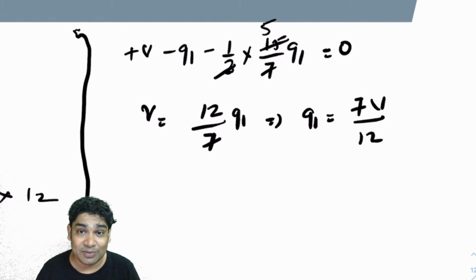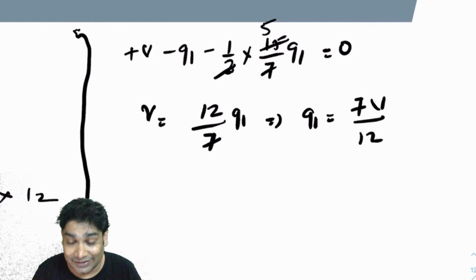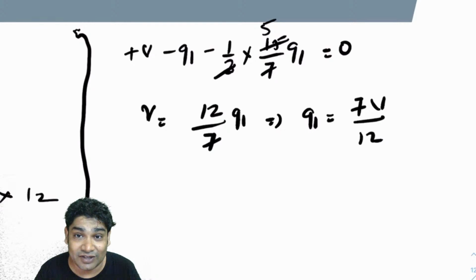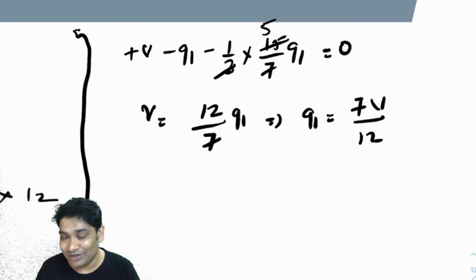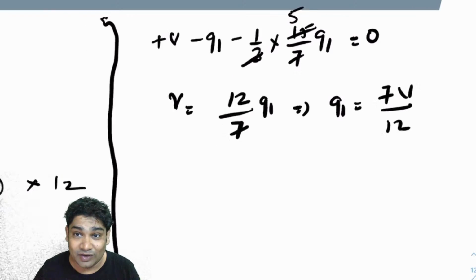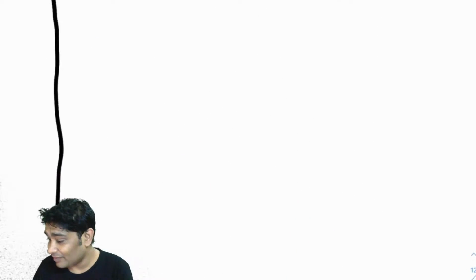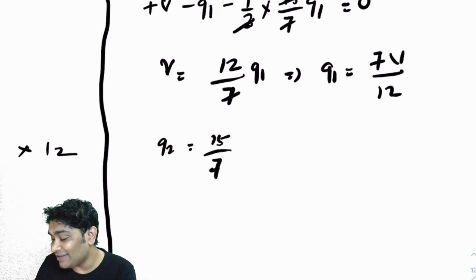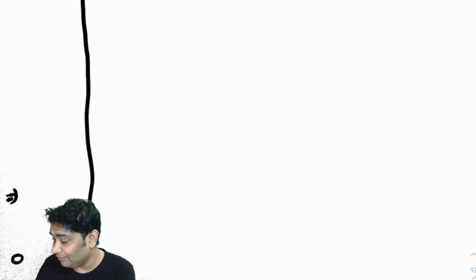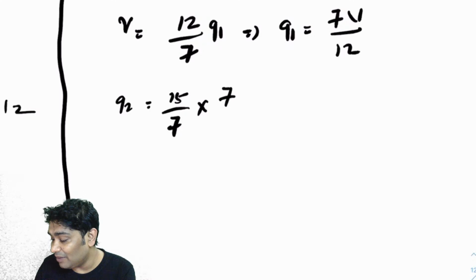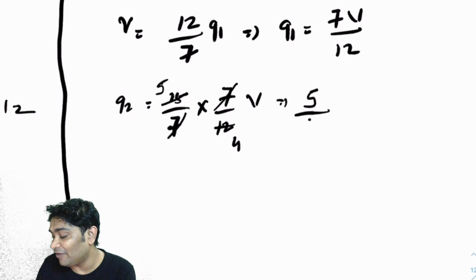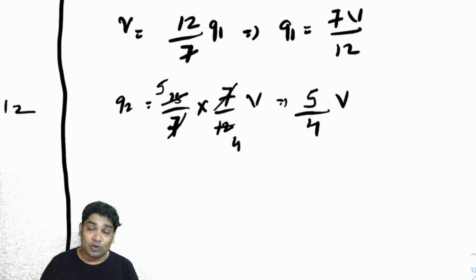Okay, so this is a lengthy solution, but you need to follow. This is one of the hardest problems, in fact, in your circuits. Reverse symmetry is one of the toughest to solve, but pay attention and you should be fine. So I got the value of Q1. Now I can find the value of Q2. I know Q2 is 15 by 7 into Q1, right? So that is 7 by 12 V. So 7 gets cancelled, this is 5, this is 4. So I'm getting 5 by 4 V. Alright, so I got my Q1, I got my Q2.